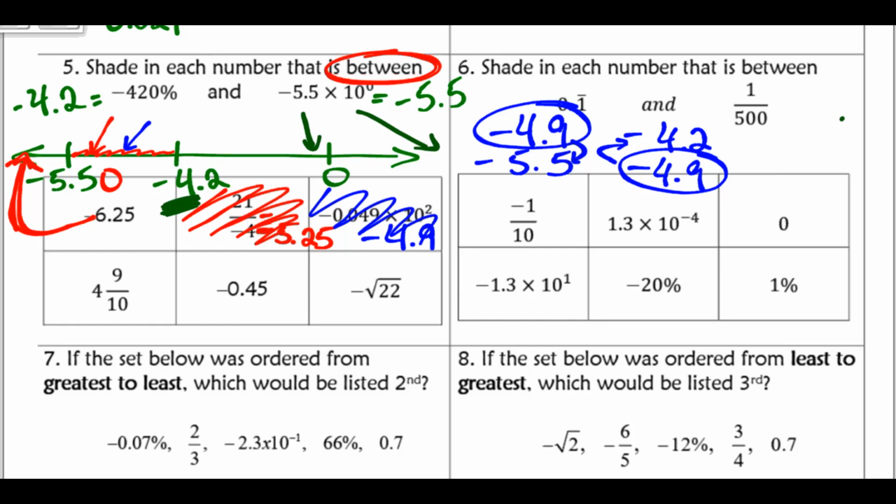The negative square root of 22 is actually negative 4.69, which actually also will fall directly in between those. Actually, it's really close to this. I can change that to 4.69, and you can see that the same thing is true. It's still bigger than negative 5.5 and smaller than negative 4.2. So that will end up a little bit to the right of that.